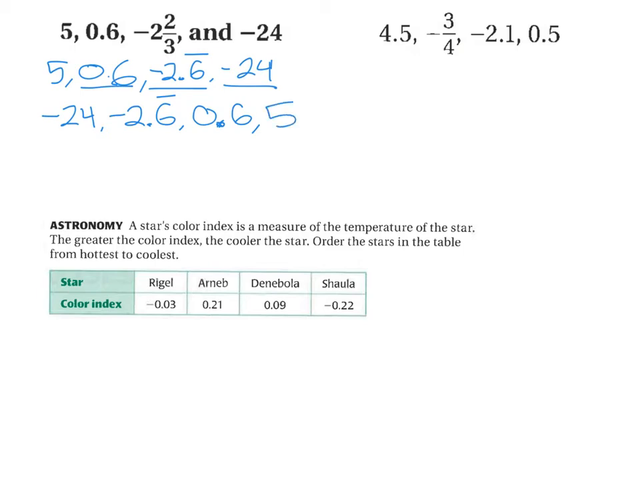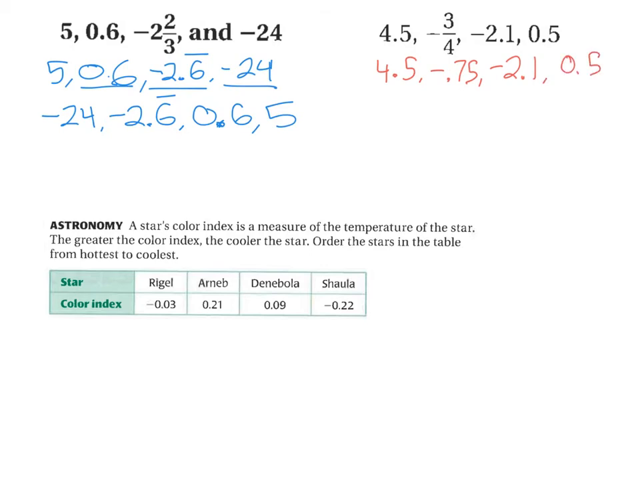Okay? In our second example, we're going to do pretty much the same thing. We have 4.5, -3/4, -2.1, and 0.5. This is going to be easier if we change that -3/4 to a decimal. So -3/4, using our table, it's going to be negative, and 3/4 is 0.75. Then I have -2.1, and I have 0.5.